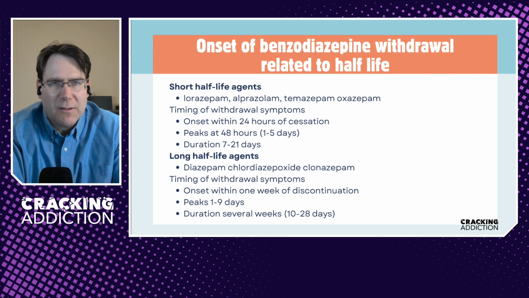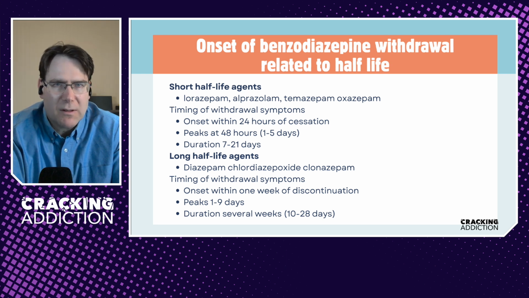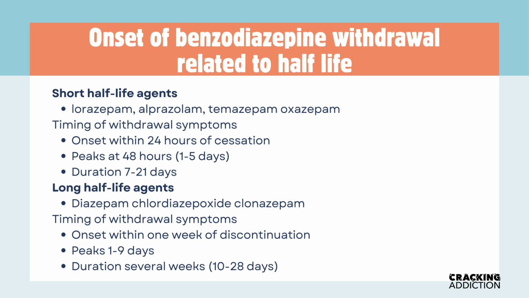Now, things get different when you're talking about benzodiazepines with a long half-life. So things like diazepam, chlordiazepoxide, and clonazepam. The timing of these benzodiazepine withdrawal syndromes is much longer. So you would expect the onset of symptoms potentially a week after discontinuation, and it would peak at about 1 to 9 days, and then it would last several days, in fact, up to 28 days.